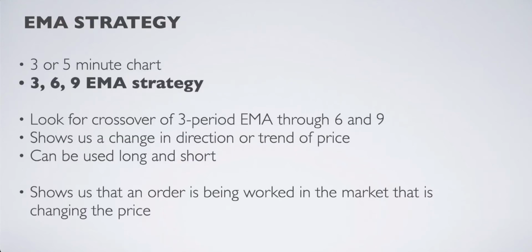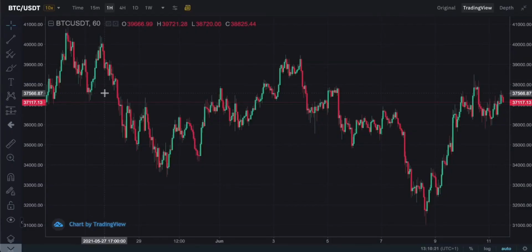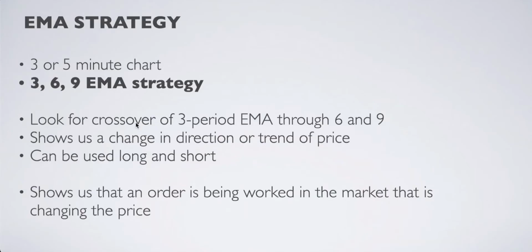Let's get right into the EMA strategy. EMA stands for exponential moving average. And right now you can see I've got the Bitcoin chart against US dollar. And right now we have absolutely no indicators on here whatsoever. With our EMA strategy though, we want to use 3 different EMAs, the 3, the 6, and the 9 period EMA together. Because we're scalping, this is a really short-term chart that we're using.